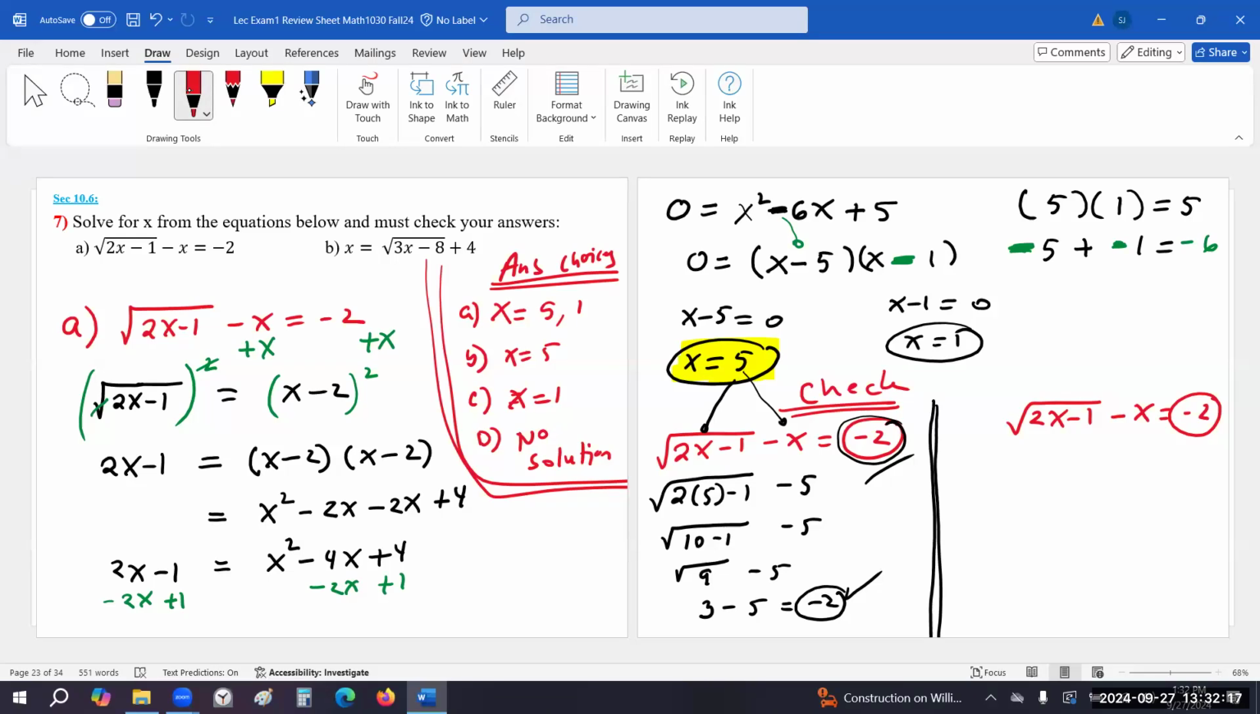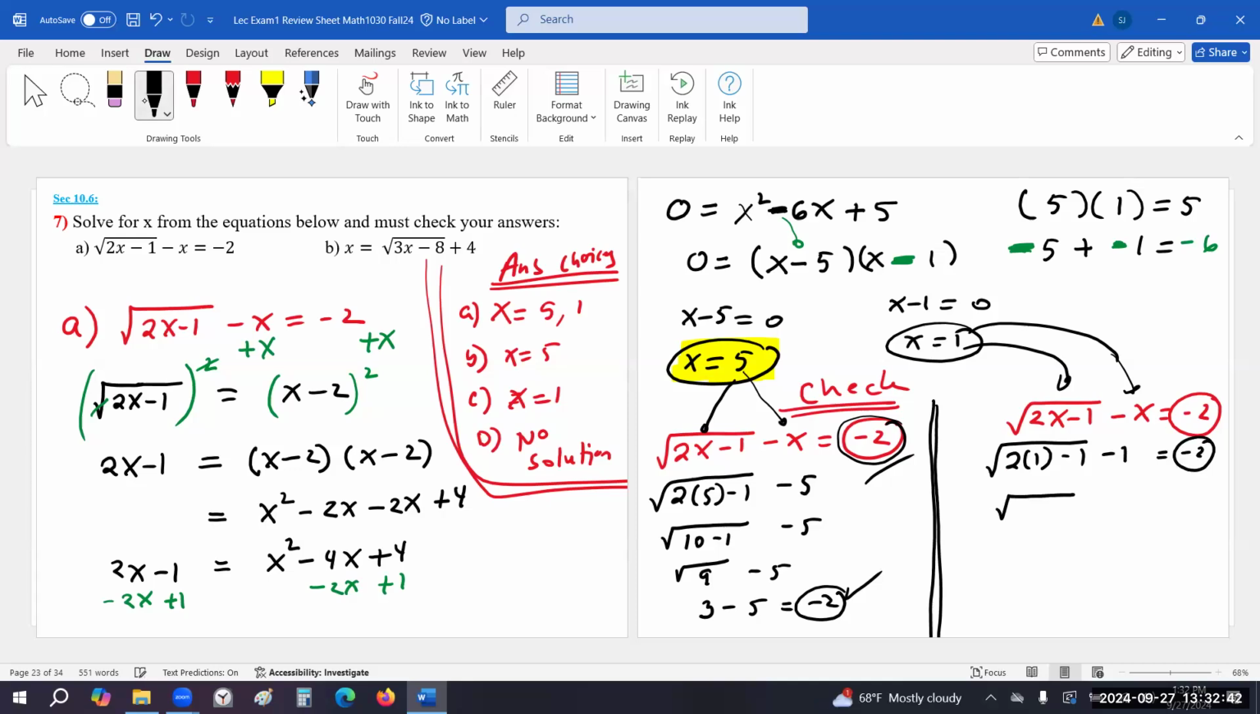So just because you see both of them, it doesn't mean you go and pick A right away. And just because you see x equals 5 works, it doesn't mean the answer is B. No. We also have to check C. So this time our x is 1. So 2 times 1 minus 1, we subtract 1. We're supposed to get the answer -2.